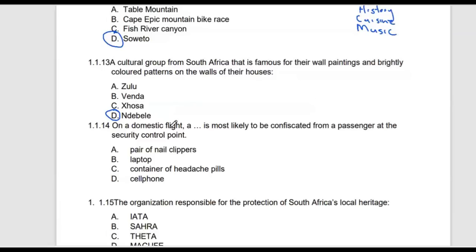1.1.14, on a domestic flight, which item is most likely to be confiscated from a passenger at a security control point? If you look at the various things which you have seen there, a laptop is permissible, headache pills are allowed, a cell phone is allowed, though you may not operate it. It should be on airplane mode. But a pair of nail clippers might be considered to be a security threat. So the correct answer here would be A.